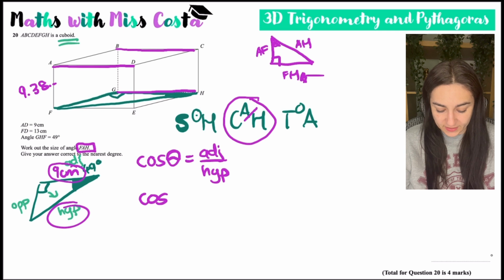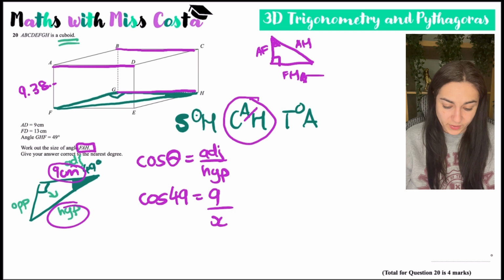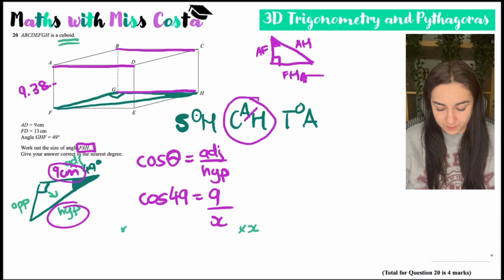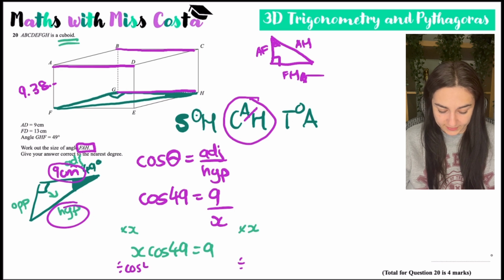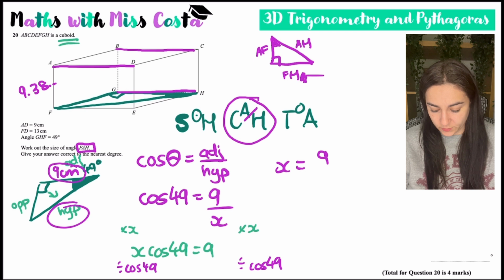Substitute in your values. So theta is just the mathematical symbol for any angle. So the angle is 49. The adjacent is 9. And the hypotenuse, I'm just going to call x. Rearrange your equation. So multiply both sides by x. So x cos 49 is 9. And then solve to get x. So I'm going to divide both sides by cos 49. So x is going to equal 9 over cos 49.